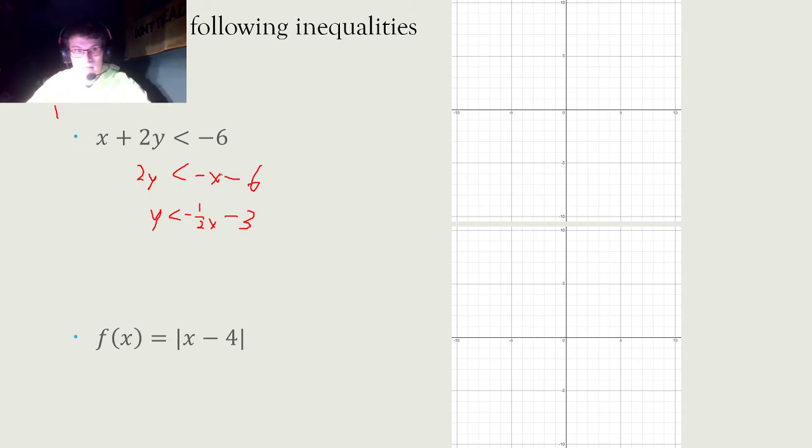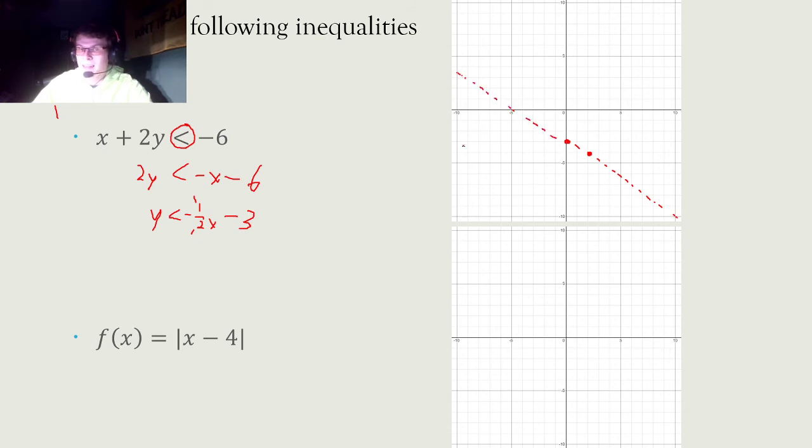Our line starts off, let's first plot our y-intercept. Our y-intercept is at negative 3. And then our rise and run tells us to go down 1 and over 2. Down 1 over 2 is right here. And remember, when you're graphing inequalities, you have to pay attention to the sign. It's going to be a dotted line because the line is not included in the solution.